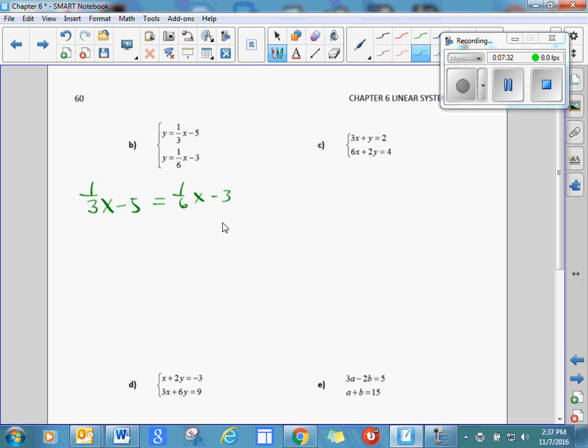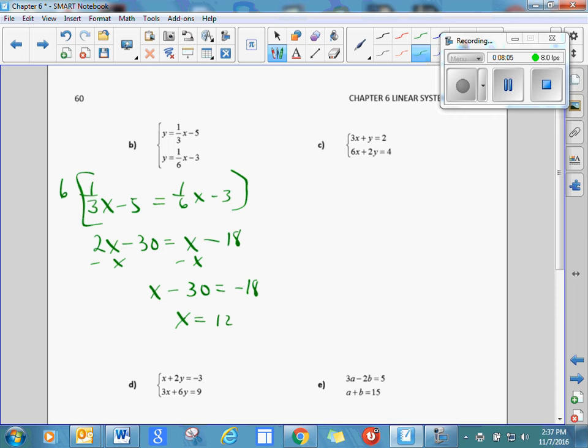So once we've set these two equal to each other, now we can solve for x. Let's clear our fractions. Let's multiply everything through by the LCD, the lowest common denominator, and I'll get 2x minus 30 equals x minus 18. Get your x's together, subtract x from both sides, and we get 1x, or just x, minus 30 is equal to minus 18, or x is equal to positive 12 when we add 30 to both sides.